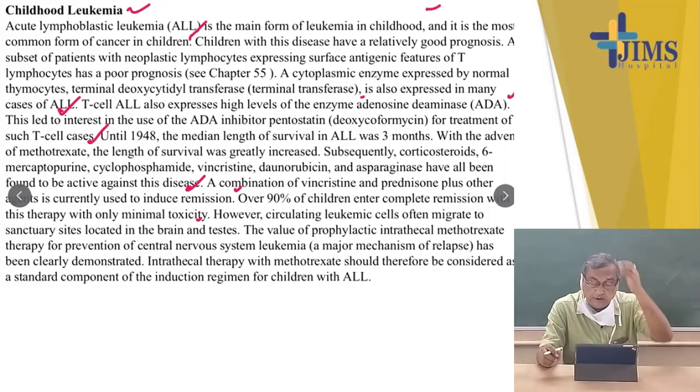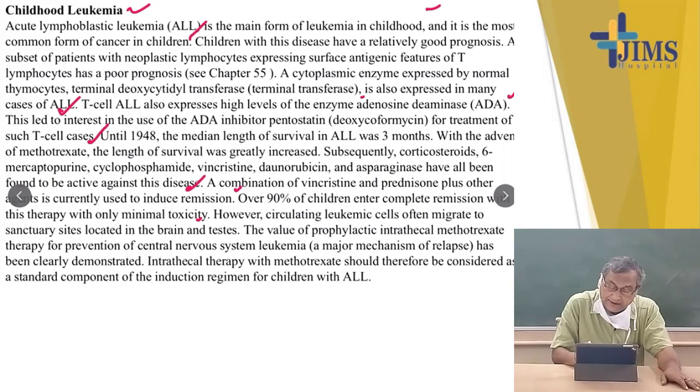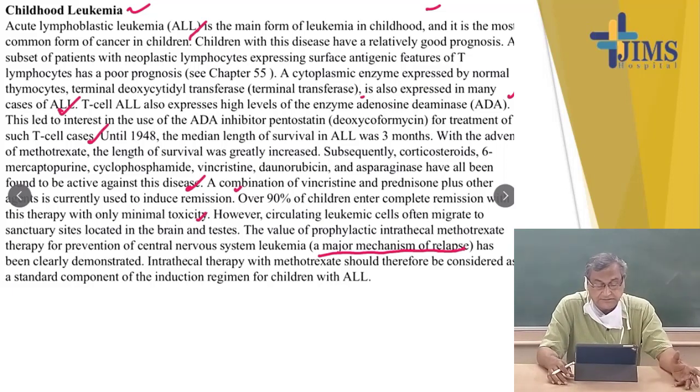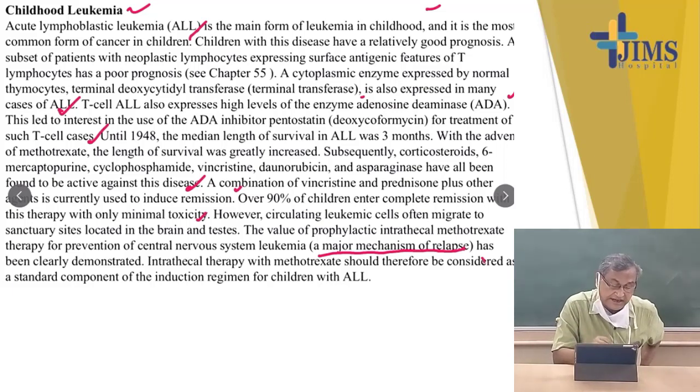However, circulating leukemia cells often migrate to sanctuary sites located in the brain and testes. Hence the value of prophylactic intrathecal methotrexate therapy for prevention of central nervous system leukemia, a major mechanism of relapse. So when you are treating this cancer with drugs used peripherally, some remnants of the cancer will remain in the brain, and that may cause relapse of the disease. So intrathecal administration of methotrexate reduces this relapse rate. Intrathecal therapy should therefore be considered a standard component of the induction regimen for children with acute leukemia.